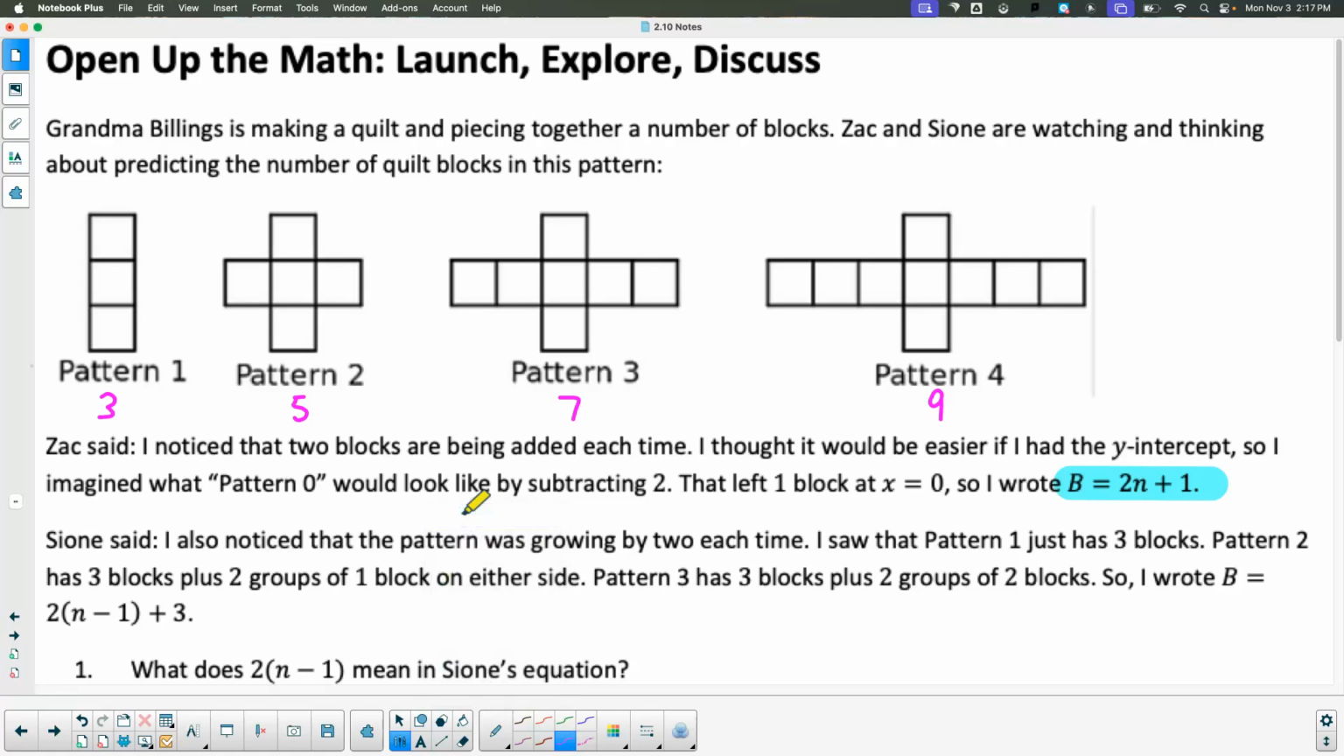How do we know? You just input 1. Okay, input 1. So 2 times 1 equals 2, plus 1, is 3, works out. Input 2: 2 times 2 is 4, plus 1 is 5. Input 3: 2 times 3 is 6, plus 1 is 7. 2 times 4 is 8, plus 1 is 9. So it works out. Agree?